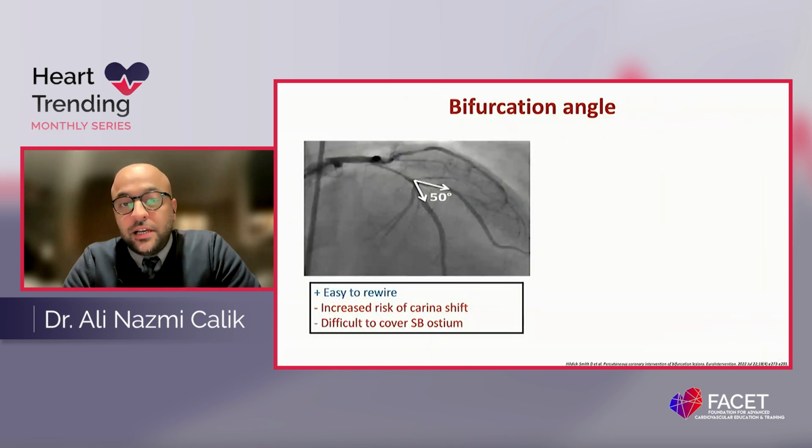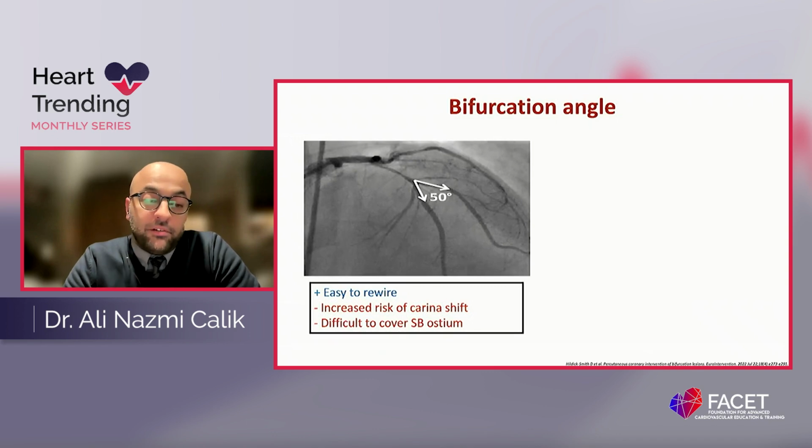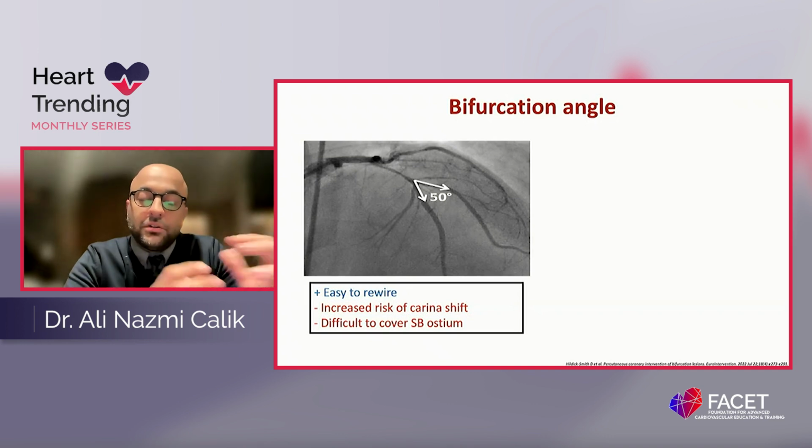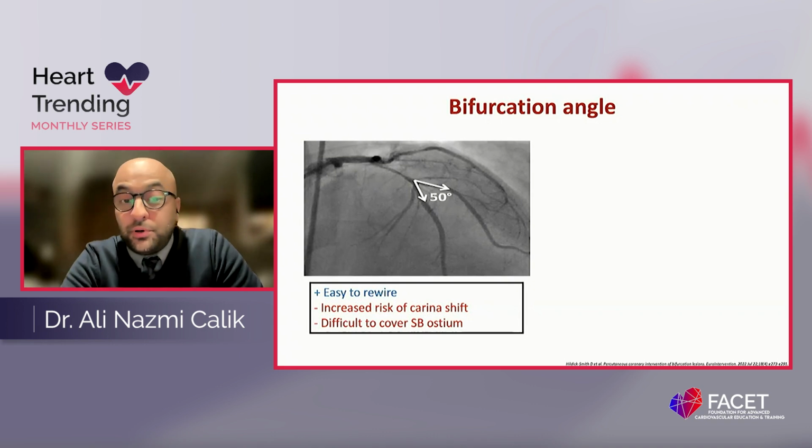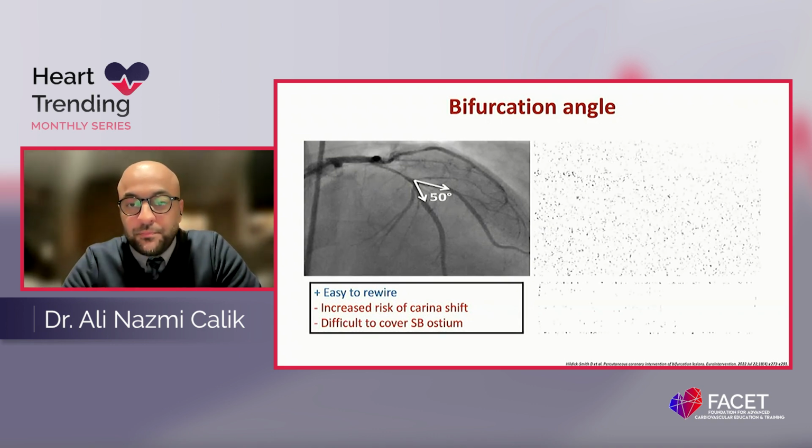And then bifurcation angle is another important aspect to be evaluated before just putting our stents at the bifurcation site. As we know, narrow angles are easy to rewire, but there is an increased risk of carina shift, and it is really challenging to cover the side branch ostium if we decide to deploy the second stent.